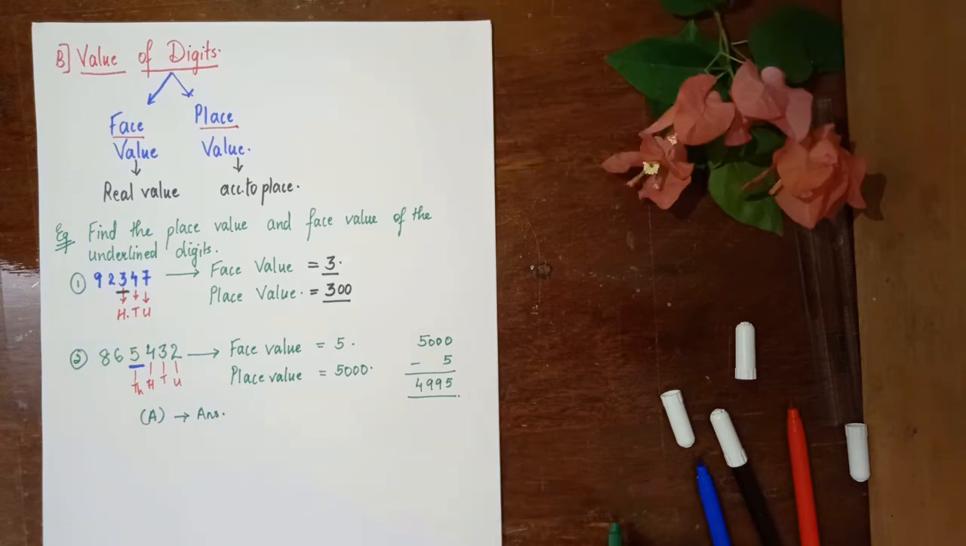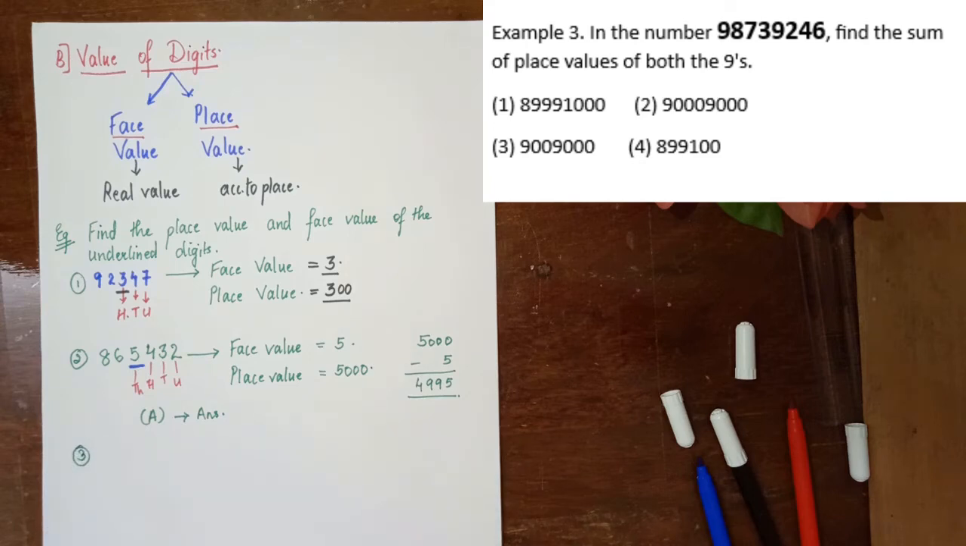I hope this is understood. Now, let's move on to another example. Example number 3. The question says, in the number 98739246, find the sum of the place values of both the 9s.